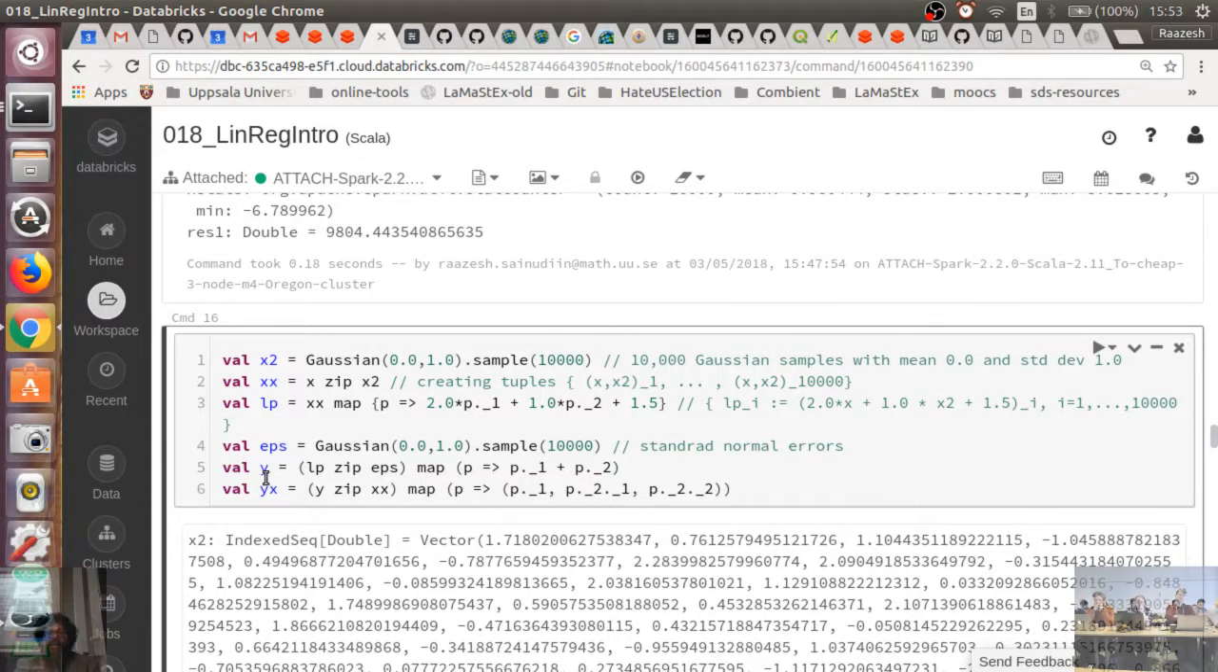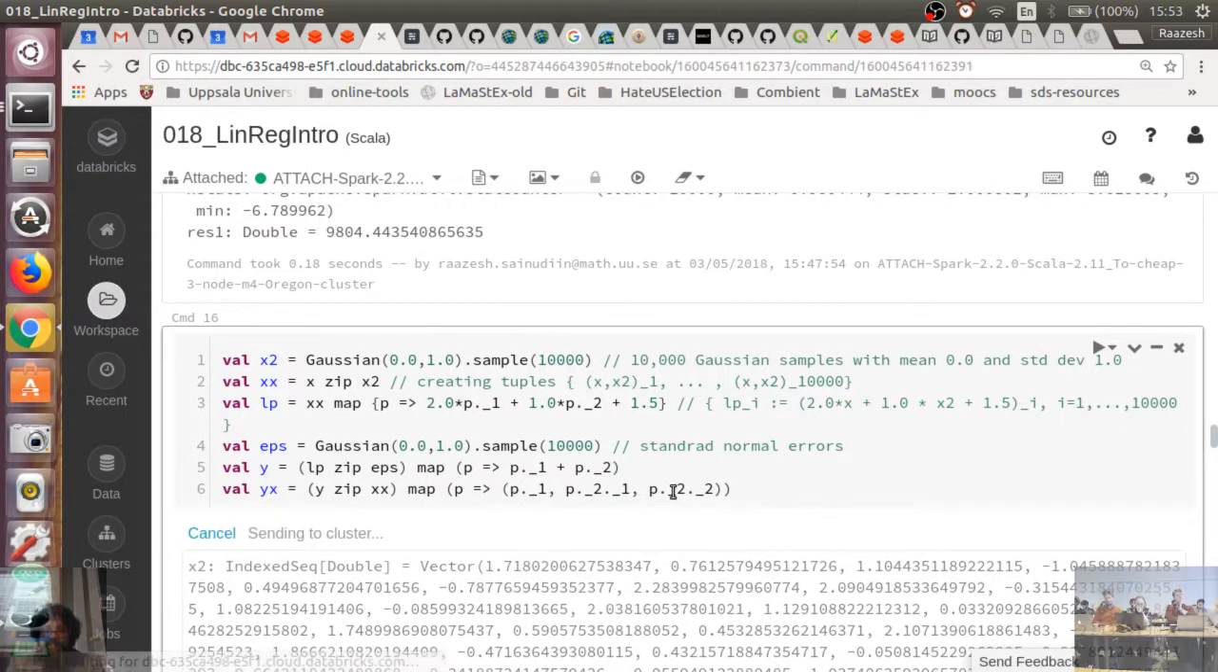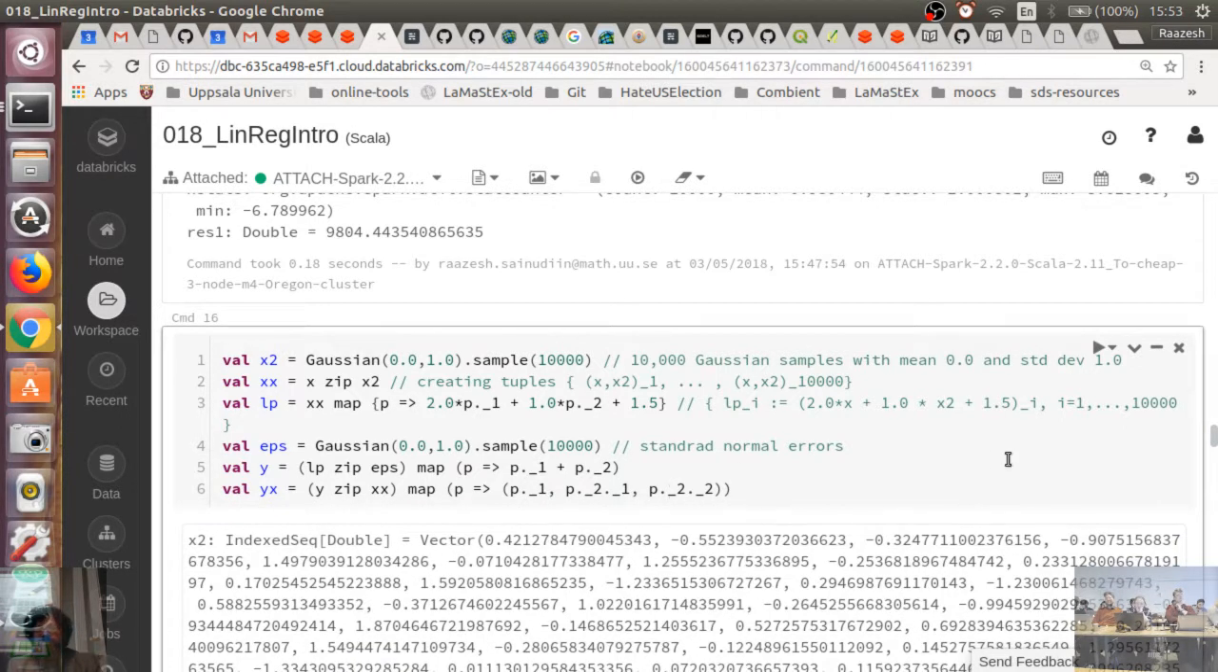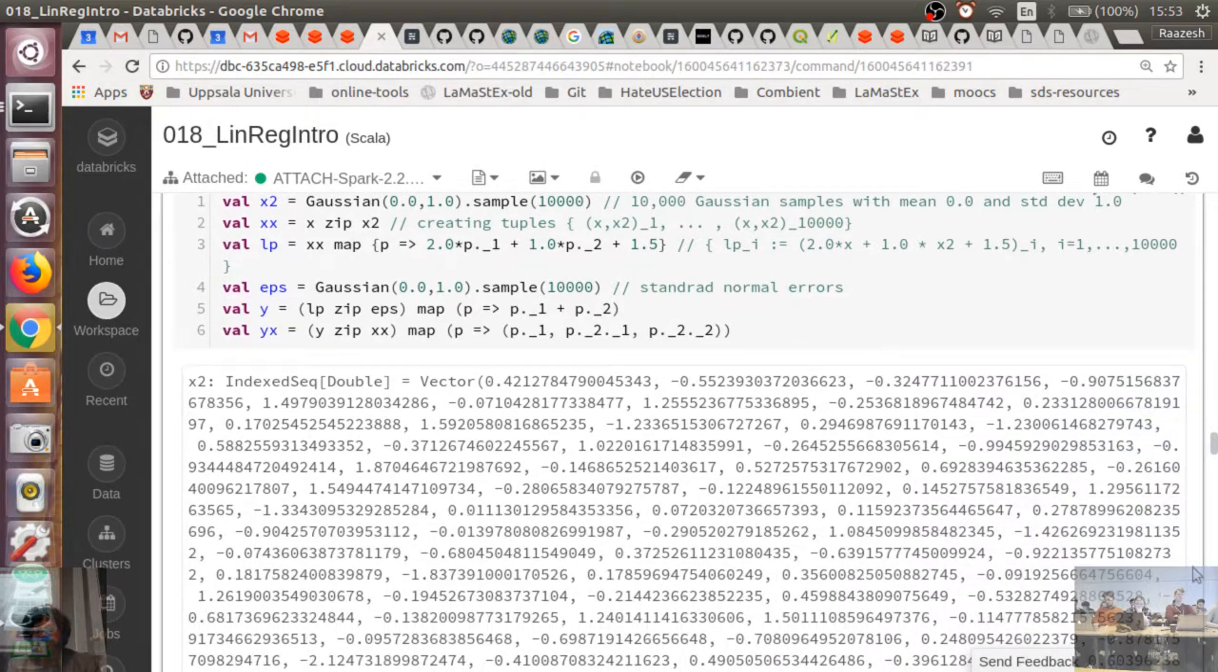Then I get my y by zipping LP with EPS. This is where my points downstairs hit the plane, and then I simply add the epsilon noises to it. That's all this operation is doing. Finally, I have my val yx, where I zip my y values upstairs, with the noise, with my xx values downstairs. So now I have my y, x1, and x2. This is just cooking up points for a regression in 2 dimensions.